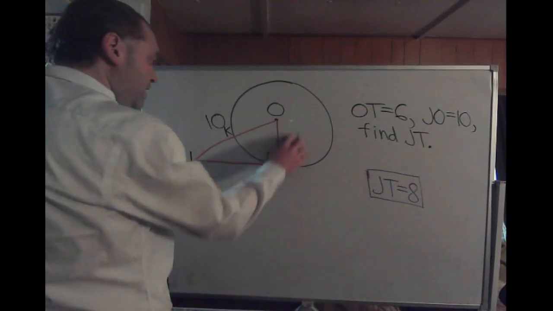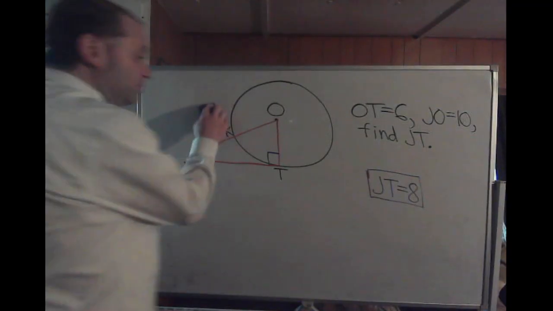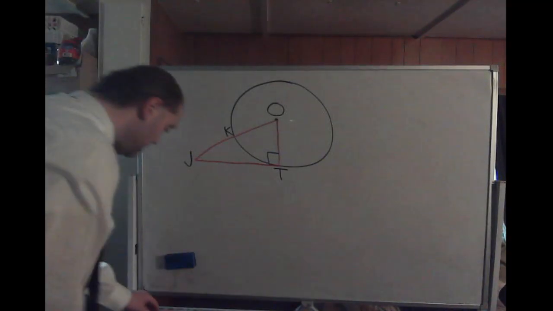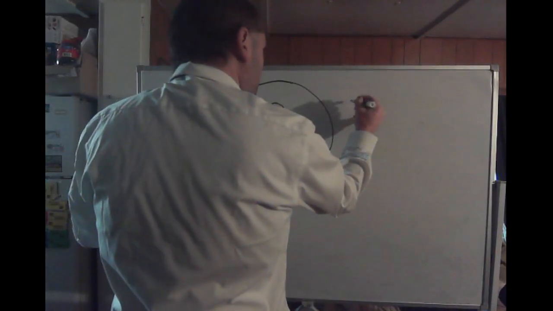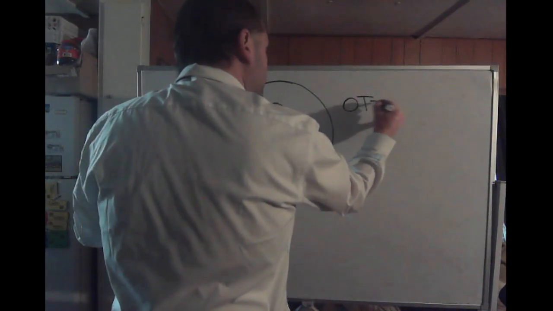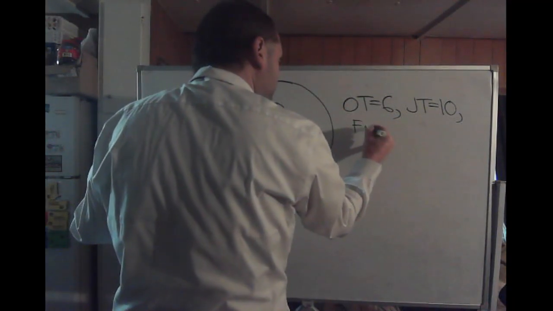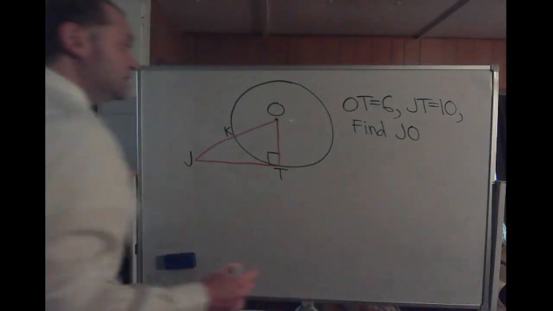Alright, let's get rid of these lengths at the very least. Let's see what we get now. In this exercise, they give us that OT is equal to 6. This time, JT equals 10. Find, what do they want us to find? JO. So it's a little bit reversed.